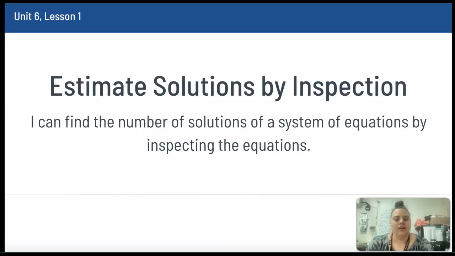In this lesson, we are going to be estimating solutions by inspection. So our new unit is systems of linear equations, and in this lesson, we will estimate solutions by inspection. Our I can statement is, I can find the number of solutions of a system of equations by inspecting the equations.